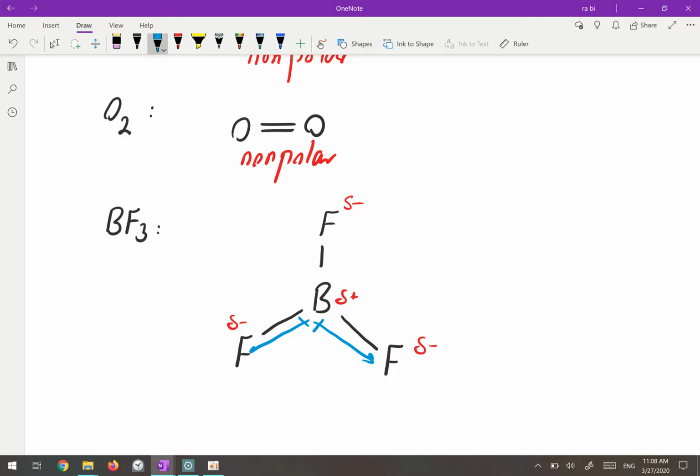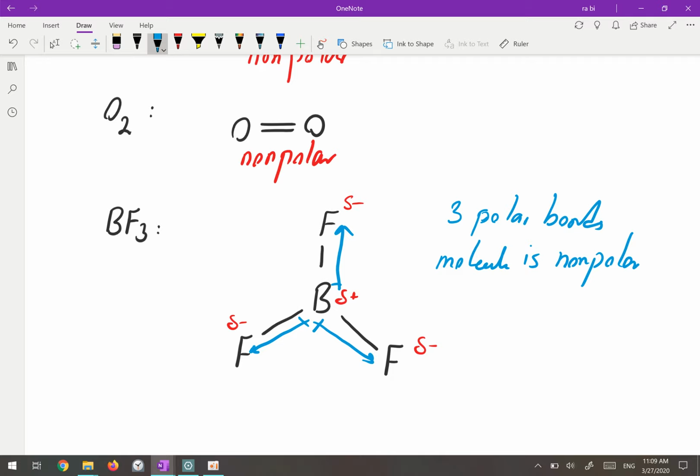So you have three polar bonds, but the molecule is nonpolar. Why is the molecule nonpolar? Because these three vectors cancel out each other. If you add this vector and this vector, the result is a vector that points directly downward, and this vector cancels this one. So it means the molecule becomes nonpolar.